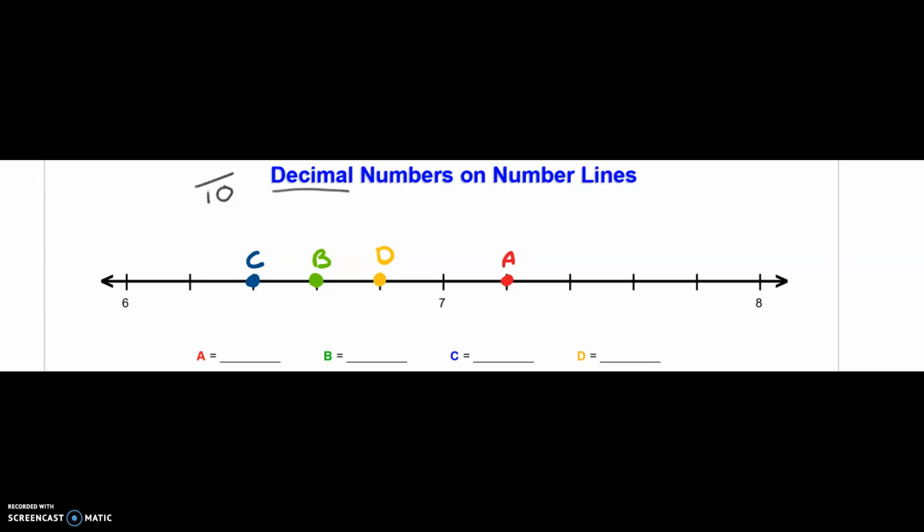If we look at our number line here, it goes from 6 to 7 to 8, and we have some lines in between there. So instead of going just 0 to 1, now we're in between different numbers. We know our values are going to be between 6 and 8. These three are going to be between 6 and 7, so bigger than 6 but less than 7. This one, A, is going to be bigger than 7 but less than 8.